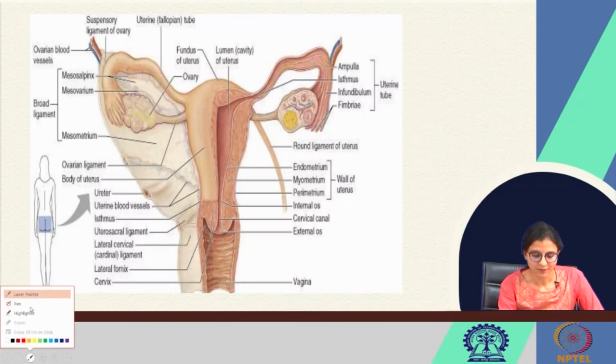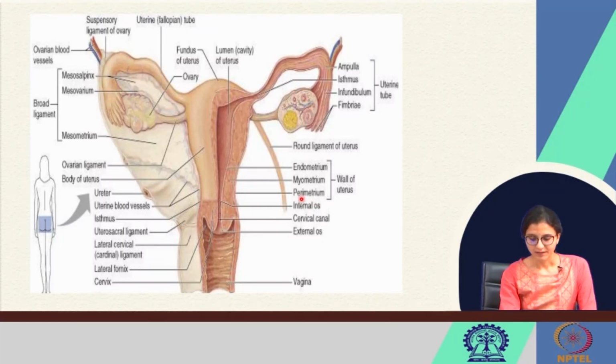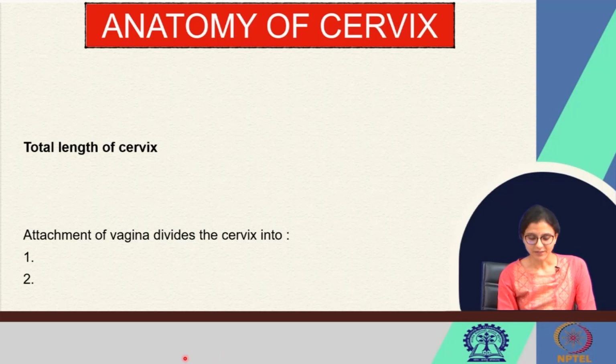So, to be precise, today's discussion will mainly revolve around this cervix. The cervix starts from the internal os and ends at the external os. Coming to the anatomy of the cervix.